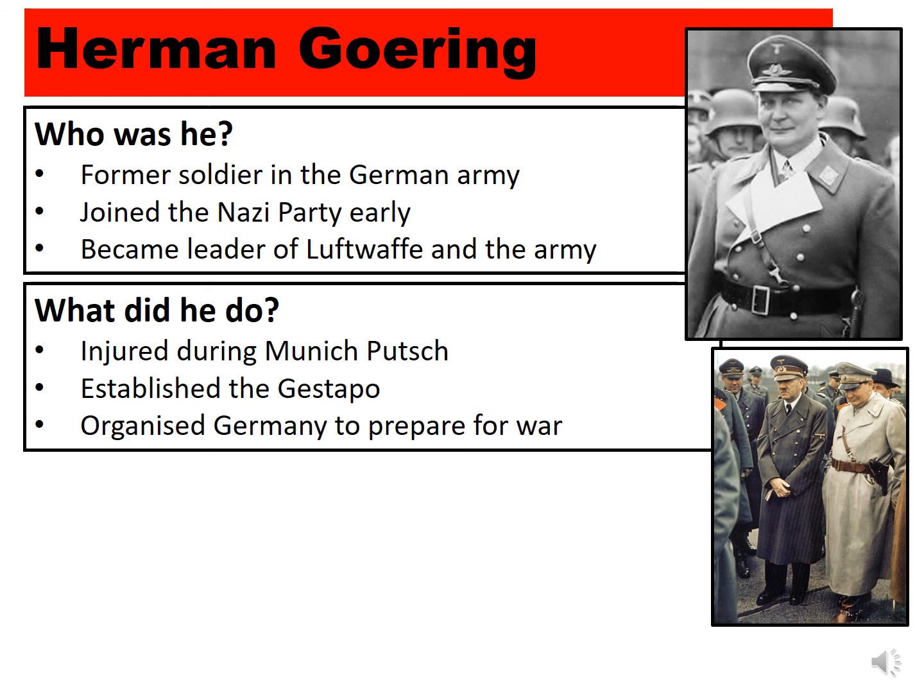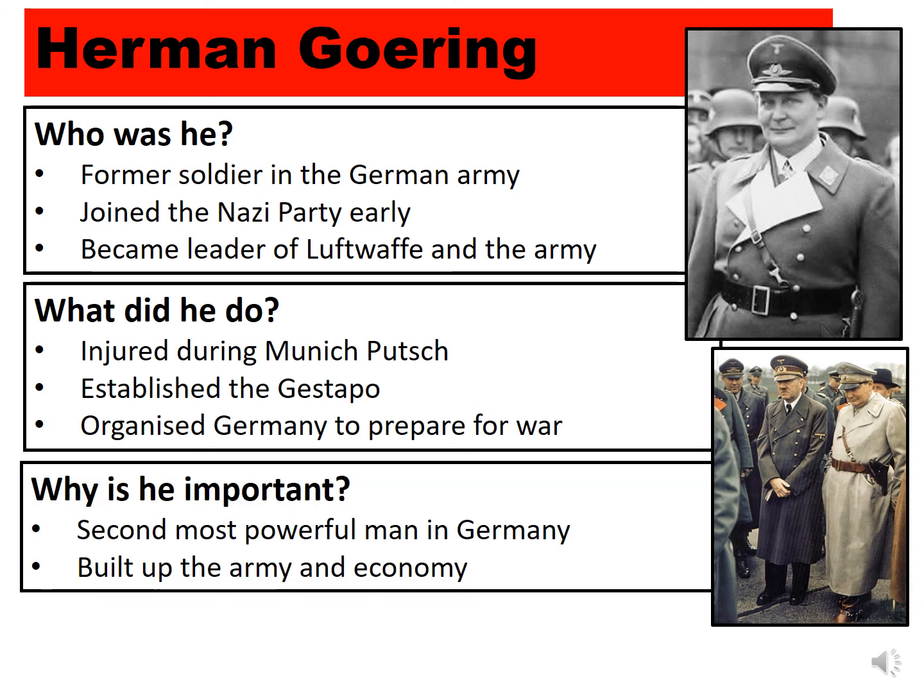So it's Goering's job to make sure that the economy has prepared for the war, that they are building things like weapons and tanks. Men are trained. He starts to build up the army. And without people really knowing it, Germany becomes one of the most powerful armies in the world, prepared to fight a war, which in 1939, of course, they do, and very successfully for a few years. He's important because he's the second most powerful man in Germany, and he helps build up the army and economy to prepare for war.